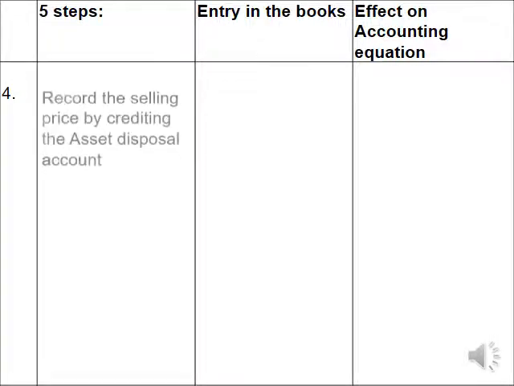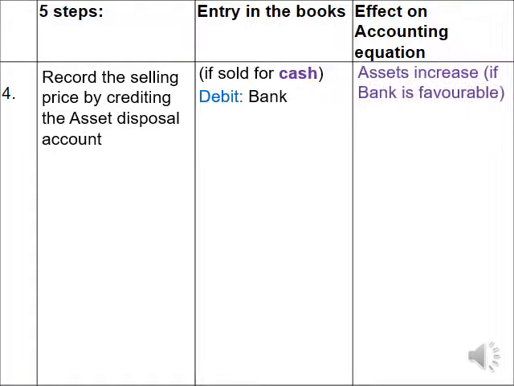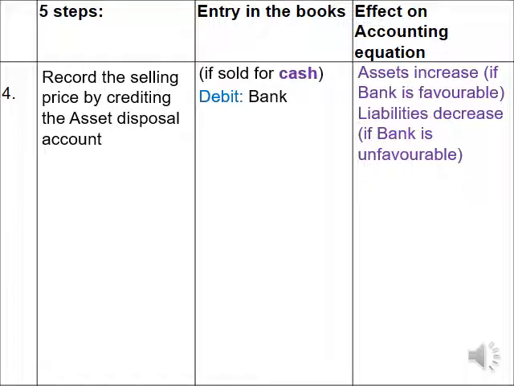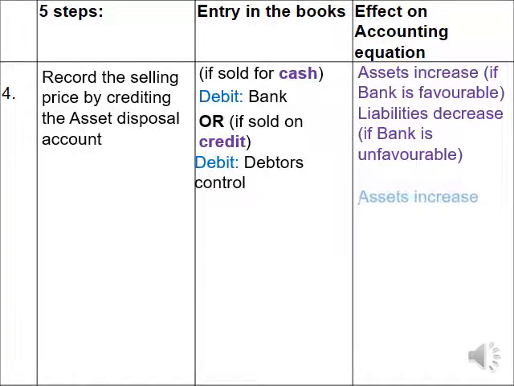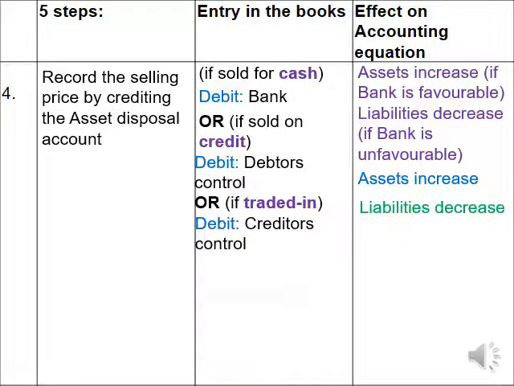Step number 4 is to record the selling price by crediting the asset disposal account. Now, the account that we debit will depend on the way we have sold it. If it was sold for cash, we will debit bank. If it's an asset, it will increase if the bank is favorable. If it's a liability, it will decrease if the bank is unfavorable. If it's sold on credit, we will debit debtors control, which is an asset, so my asset will increase. If it's traded in, it decreases the amount that I owe to the creditor, so we will debit creditors control and the liability will decrease.